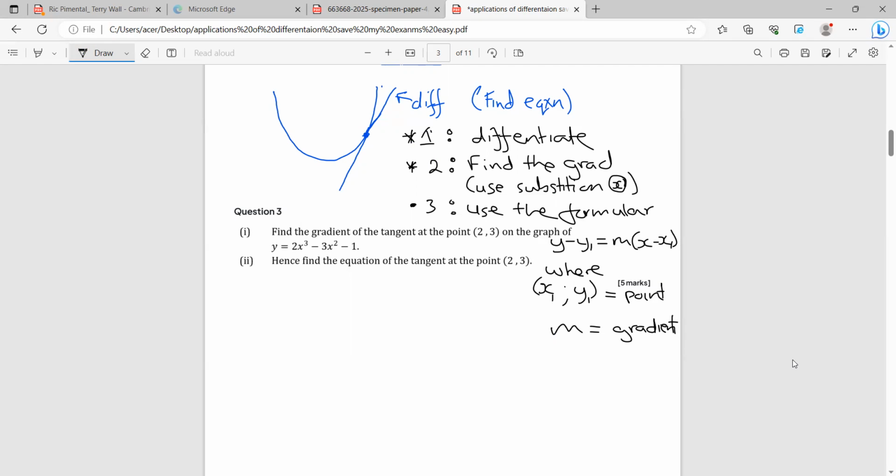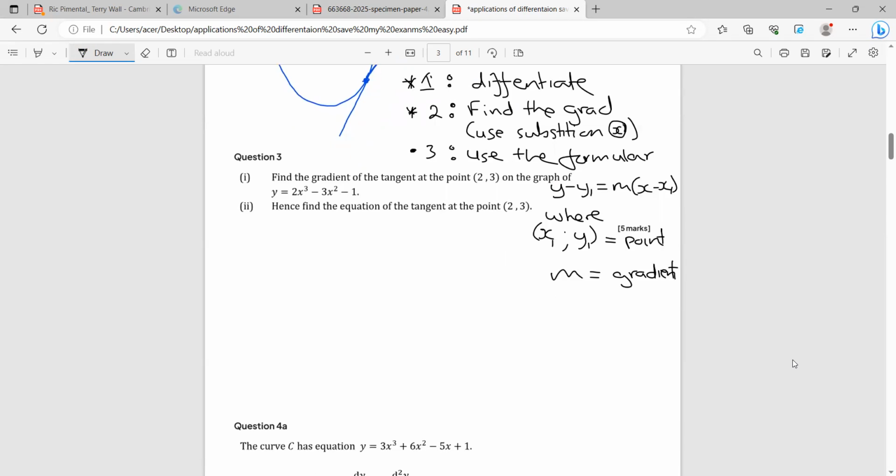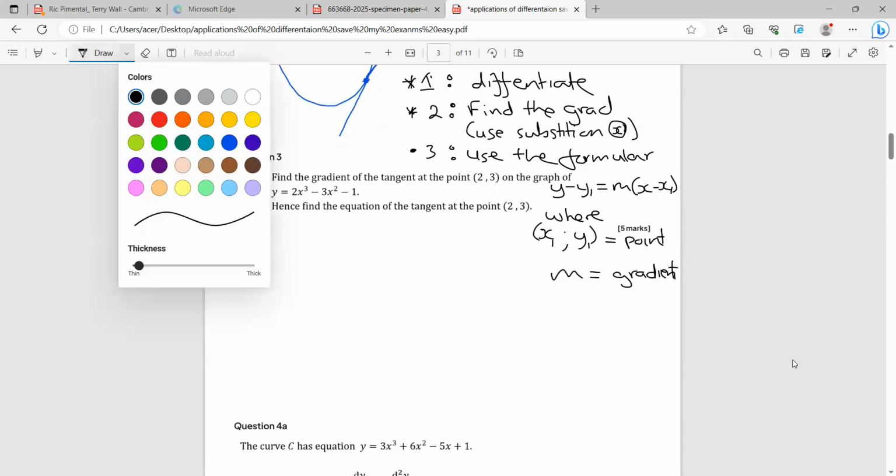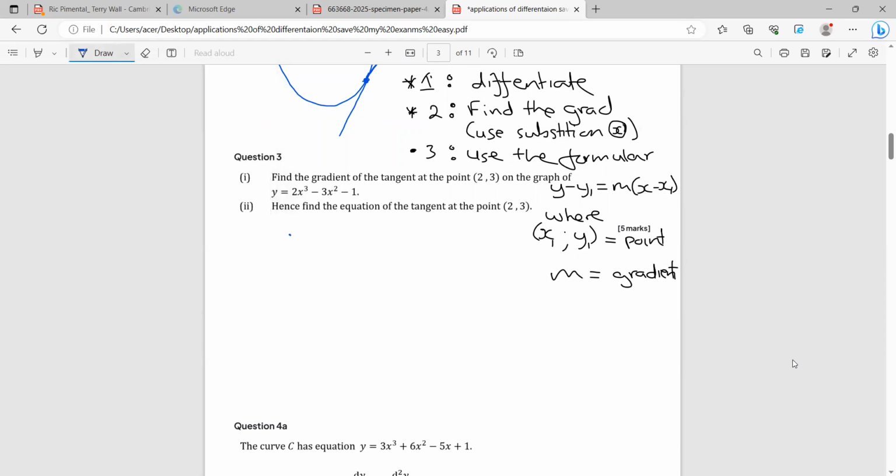Okay, so let's scroll down a little bit. That's perfect. Let's use, I don't know what your favorite color is, just going to go with blue, make it a little thicker. So here we're given a function, and they want us to find the gradient of the tangent. So step 1, we have y equals 2x cubed minus 3x squared minus 1.